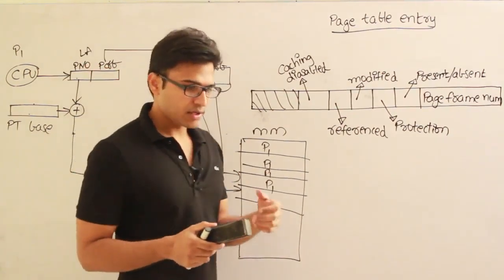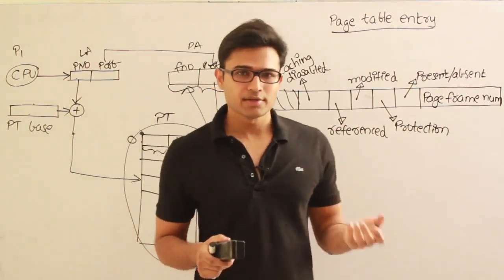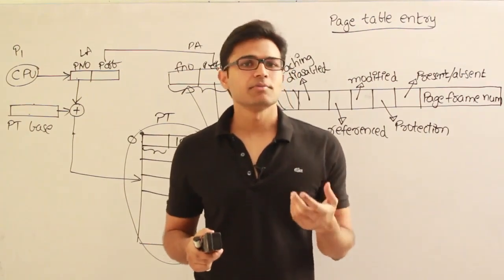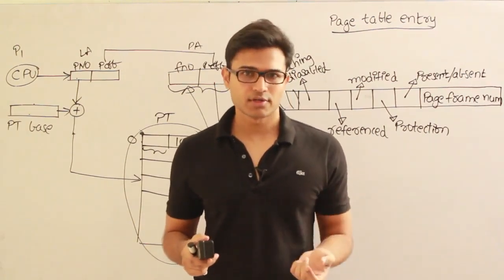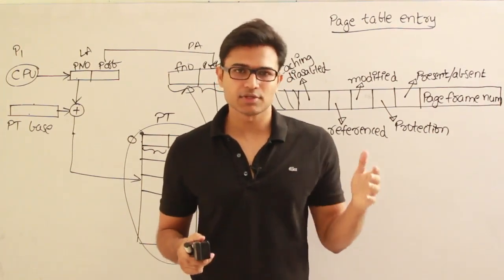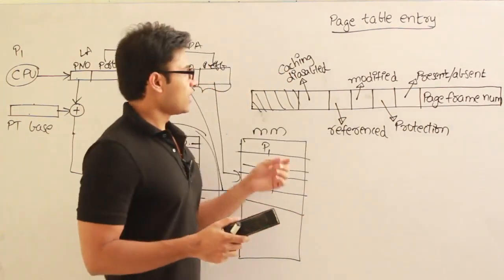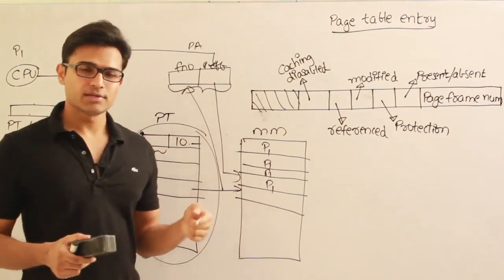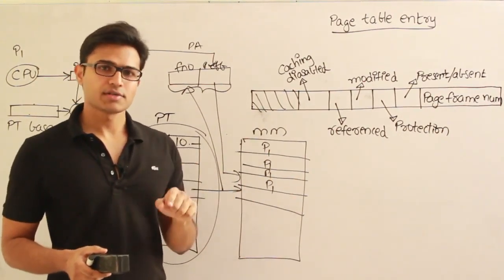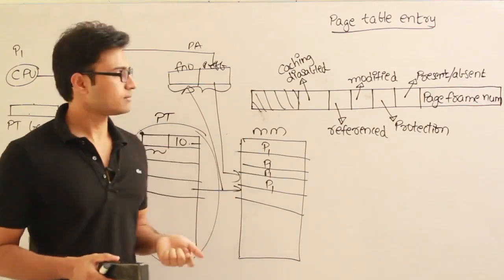So whenever we want to replace a page, in order to get some other page because of the lack of space, we try to replace the page which is not referred recently. There are various algorithms, like least recently used. We are going to see this. Anyway, this bit says whether the page has been referred in the last clock cycle or not. What is a clock cycle? What is reference? We shall see it later.